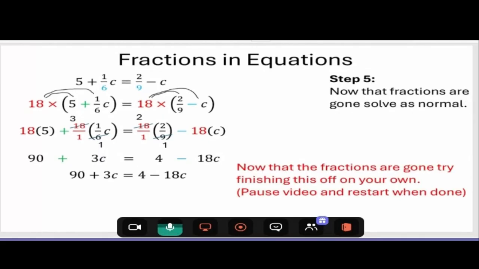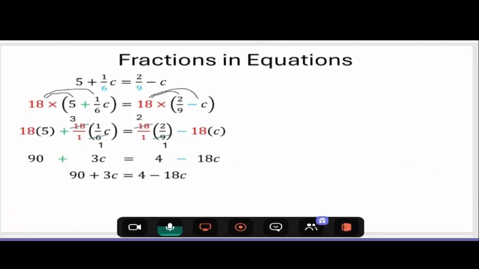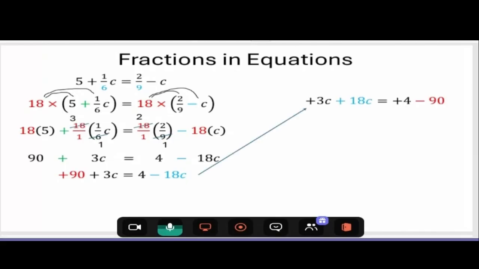So now we're just going to solve as normal. And I say to pause, if you're watching this video, you can pause and give that a try yourself. I think I'm just going to carry on for the sake of time here. So this is the kind that we were working on last week. We got variables on the left and variables on the right. I'm going to get all of my C pieces over to the left and all of my constant pieces over to the right, so that negative, that subtracted 18C on the right becomes an added 18C on the left. The added 90 on the left becomes a subtracted 90 on the right.